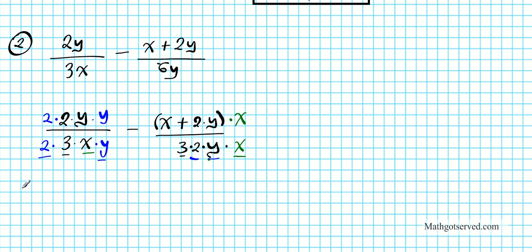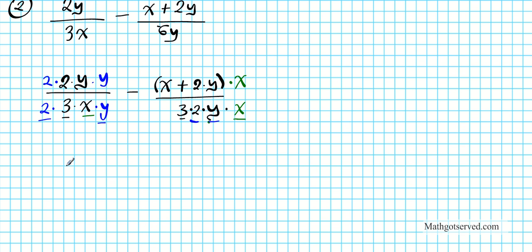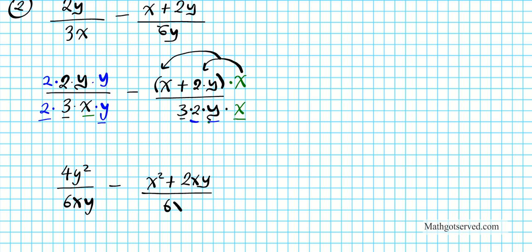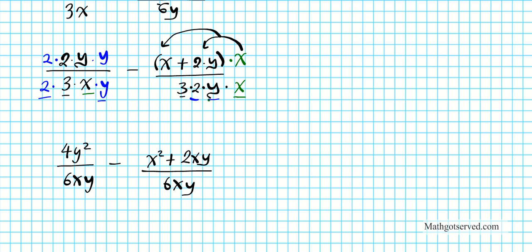That's going to give us 4y squared over 6xy, minus this x we have here, which will be distributed to both terms. So minus x squared plus 2xy, divided by 6xy. Now we can see that the denominators are the same and the LCD is 6xy. So now we can combine both fractions.